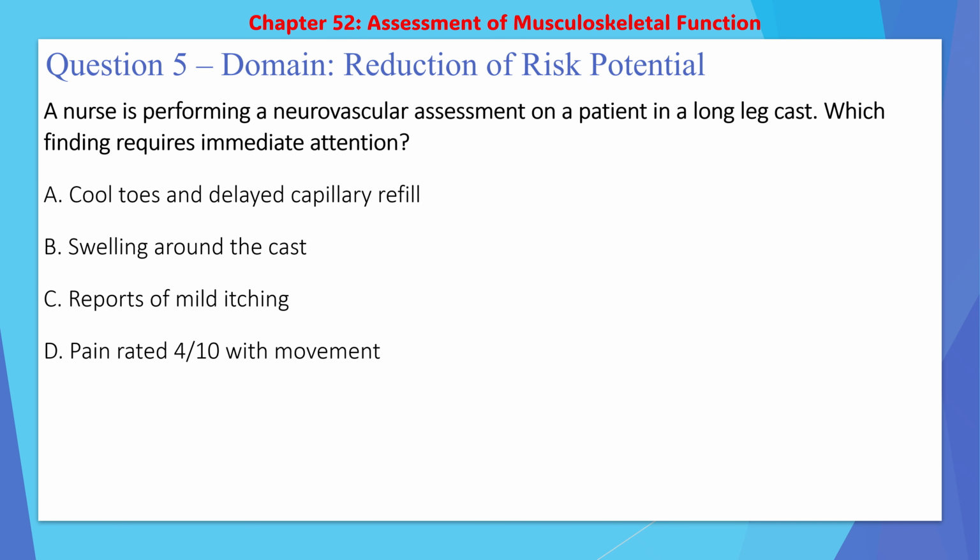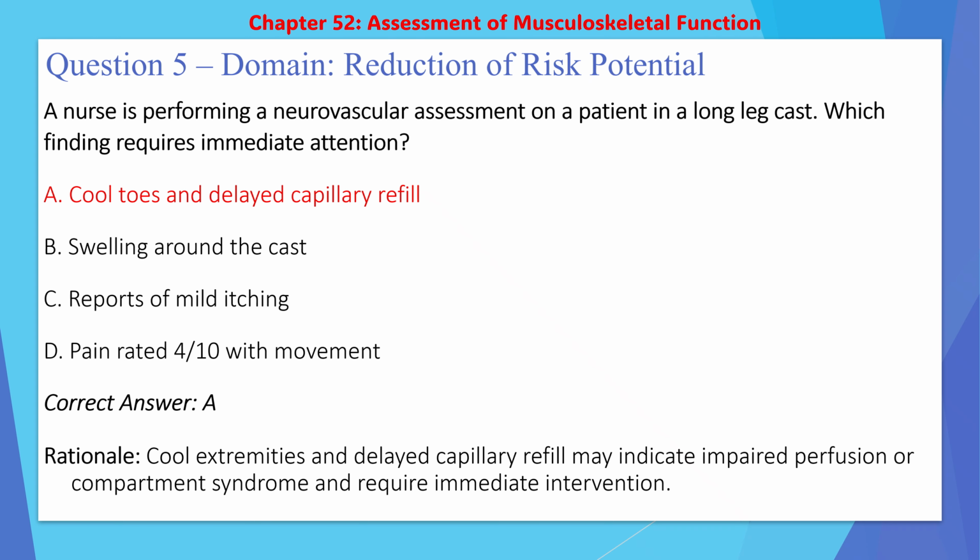So it's reduction of risk potential. A nurse is performing a neurovascular assessment. When you do this assessment, what do you think is very important first? So correct answer is A, cool toes and delayed capillary refill, because cool extremities and delayed capillary refill may indicate impaired perfusion or compartment syndrome and require immediate intervention.